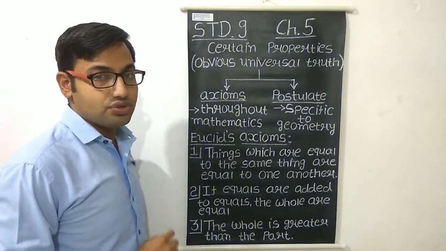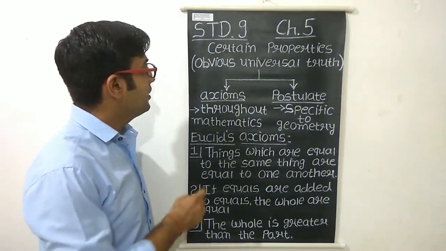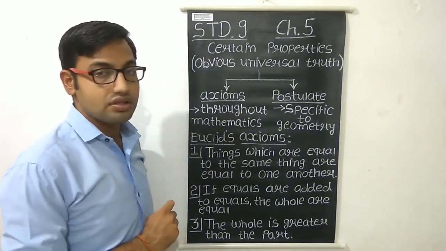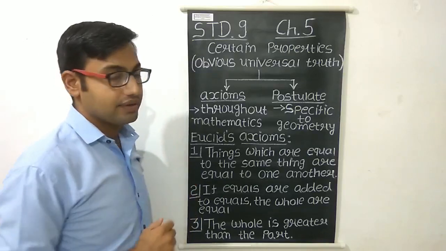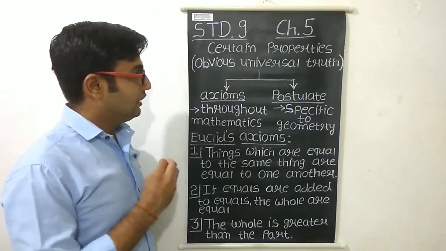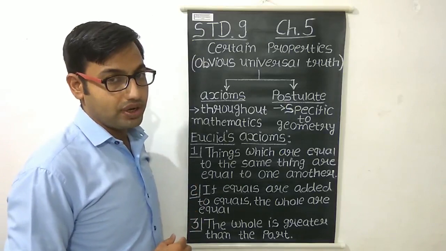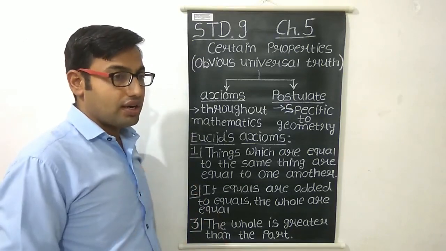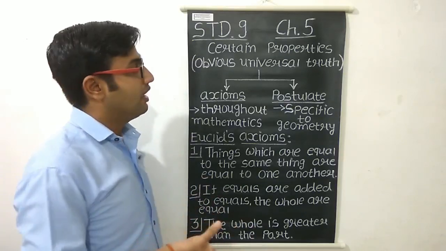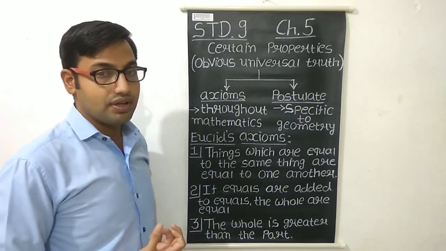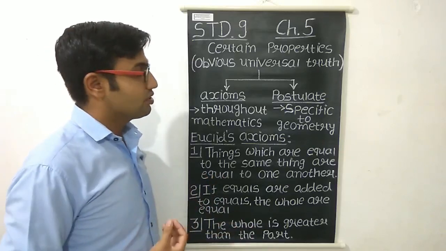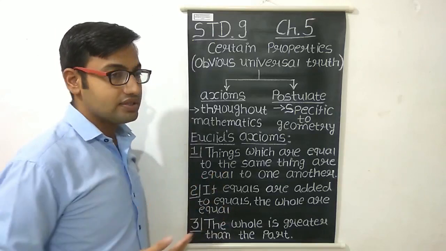Hello students. So today we will study the next topic of chapter 5, standard 9. The chapter name is Introduction to Euclid's Geometry. So we have started with the basic terminology. Then the first thing that we have studied is the definitions that are given by Euclid.